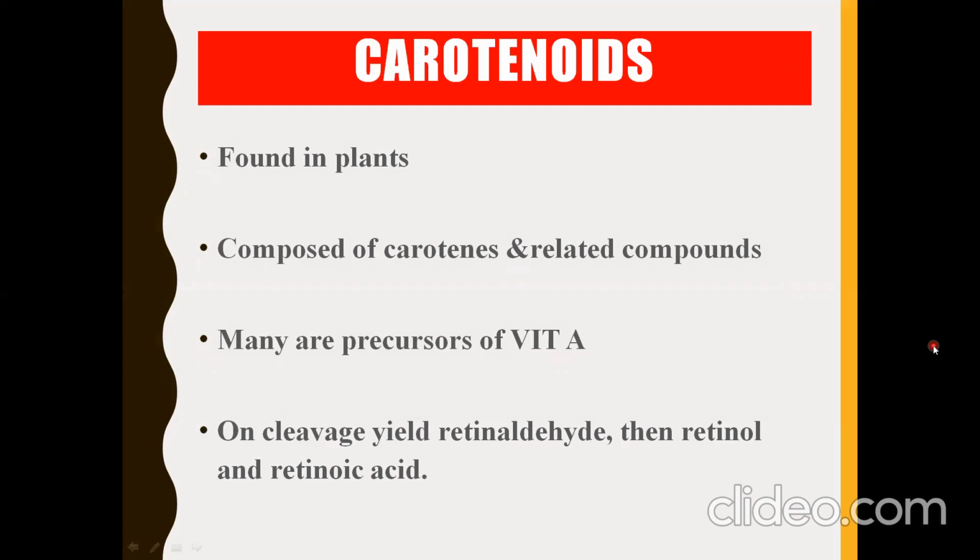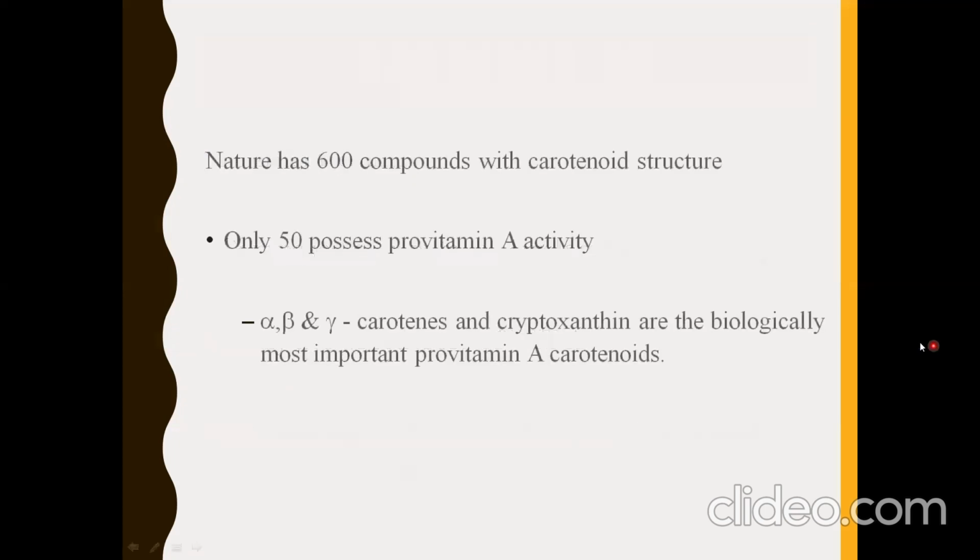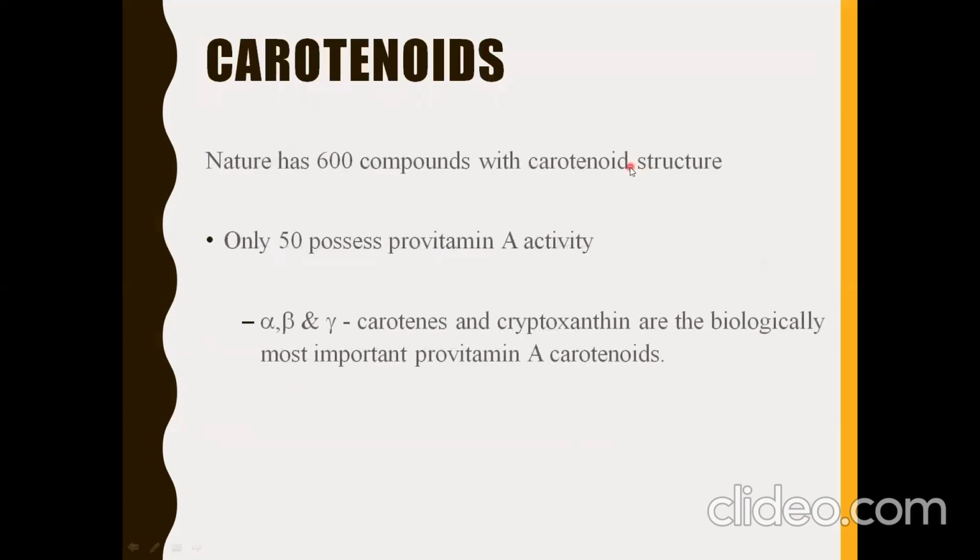It has to get activated in the intestine. On cleavage, it releases the aldehyde, retinaldehyde. Then it is interconverted to retinol and retinol to retinoic acid. There are nearly 600 compounds found in nature, of which only 50 have the provitamin A activity. The important groups of provitamin A carotenoids are alpha, beta, and gamma carotenes and cryptoxanthin, of which beta carotene is considered to be the main important plant source of vitamin A.